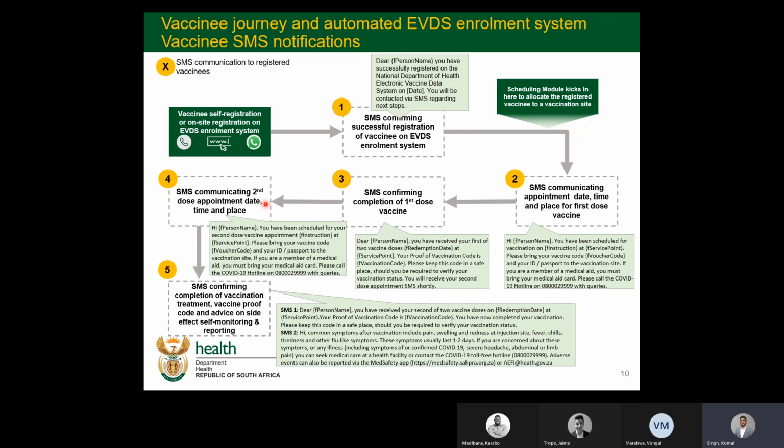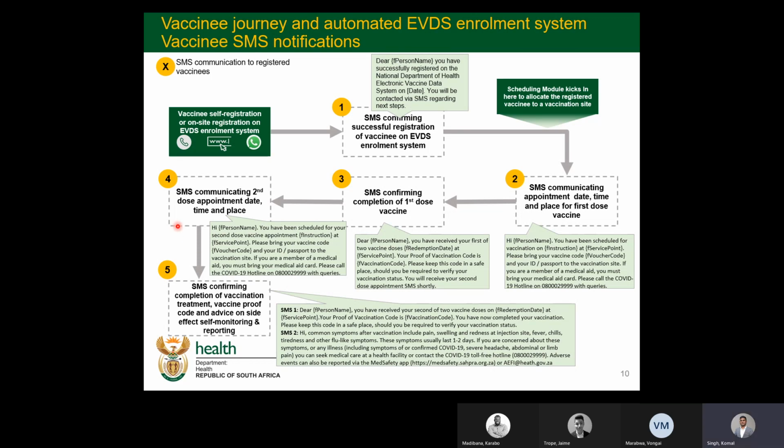This is done after 42 days, so closer to the time the vaccinee should receive an SMS confirming the second dose appointment date, time, and place as well. And then from there, it will say, Hi Kumal Singh, for example, you have been scheduled for your second dose vaccination on the 14th of September 2021 at Midrand Clinic, and please bring your vaccine code and your ID or passport to the vaccination site. And again, if you're a medical aid member, you must bring your medical aid card. If you have any queries regarding this, you are able to contact the COVID-19 hotline on this particular number.